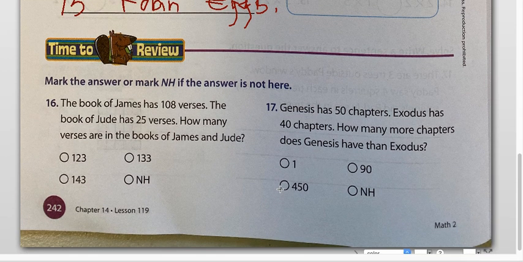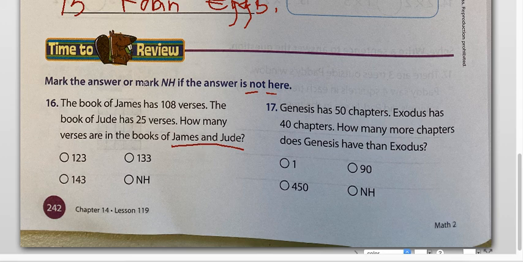Let's read number 16. So, let's read the instruction first. Mark the answer or mark NH if the answer is not here. N for not and H for here. Not here. Number 16. The book of James has 108 verses. That's a lot. The book of Jude has 25 verses. How many verses are in the books of James and Jude? Remember, James and Jude. That means the word and what? What equation are we going to use?